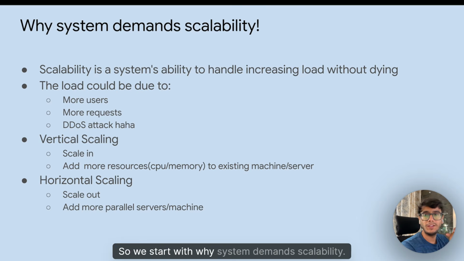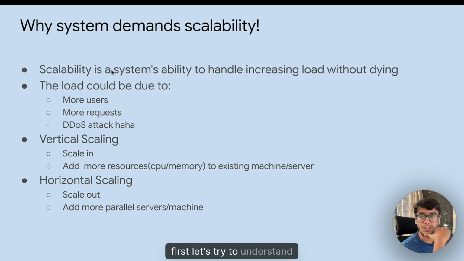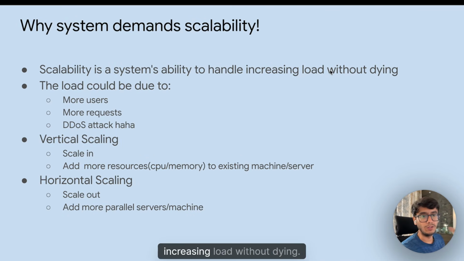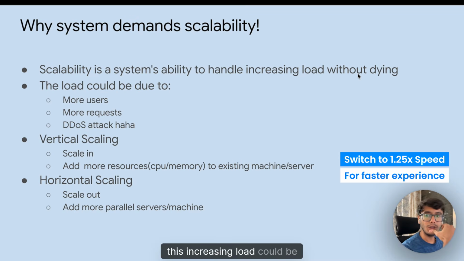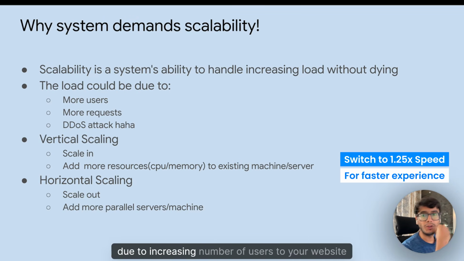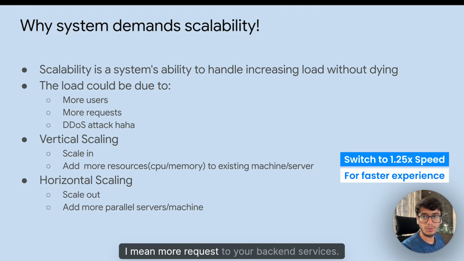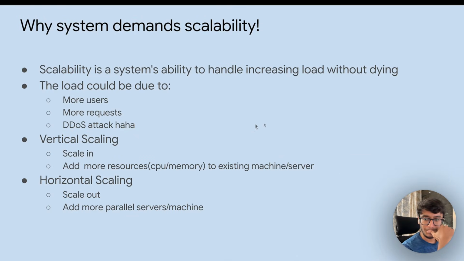So we start with why systems demand scalability. Before that, first let's try to understand what scalability is. Scalability is a system's ability to handle increasing load without dying. This increasing load could be due to an increasing number of users on your website or your backend services. I mean, more requests to your backend services, or it could be a DDoS attack as well. Just kidding.